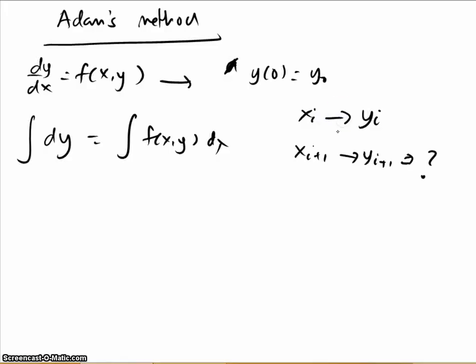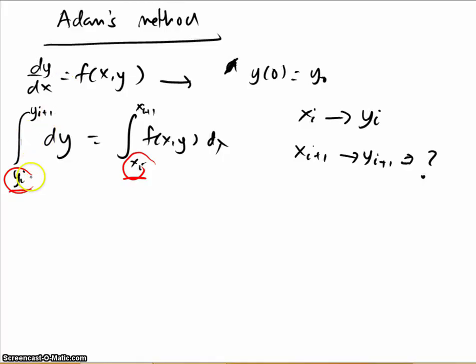This is an unknown value. So when we do our integral, this would be an integral from x_i to x_{i+1}, and the integral would be from y_i to y_{i+1}. You can immediately see the difference in the limits of your integral. Whereas in the Newton Cotes method, you're using all the previously known values, for your Adams method, you're only using the value from your current step.